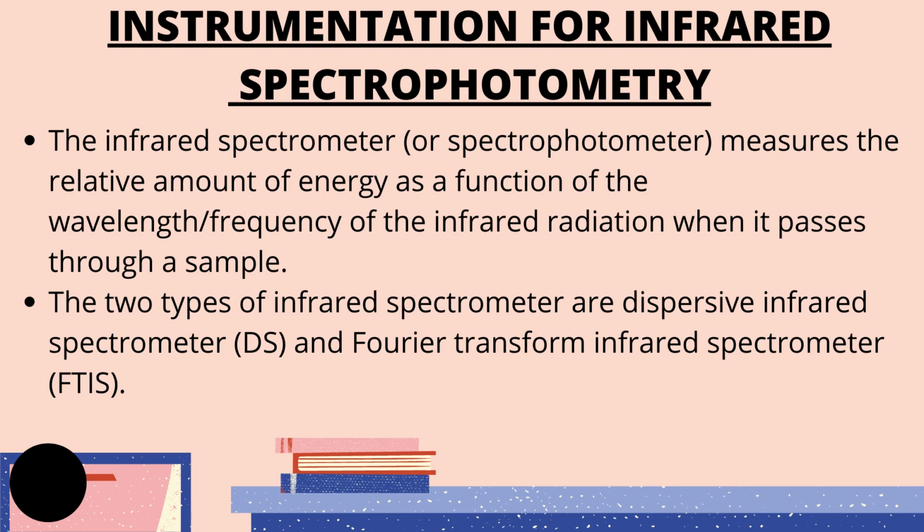Instrumentation for infrared spectrophotometry. Now, the infrared spectrophotometer measures the relative amount of energy as a function of wavelength or frequency of the infrared radiation when it passes through a sample. And there are two types: the dispersive infrared spectrophotometer, and the Fourier transform infrared spectrophotometer, which is FTIR.